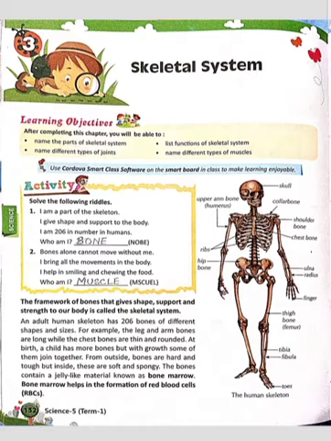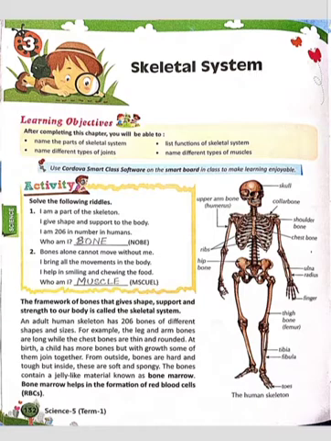So you know that all your body parts are very important, and the main body of the human skeletal system comprises 206 bones. There are a total of 206 bones that together form the skeletal system. This framework of bones that gives shape, support and strength to our body is called the skeletal system. So today we will study the skeletal system, or we can also call it the skeleton, in detail.